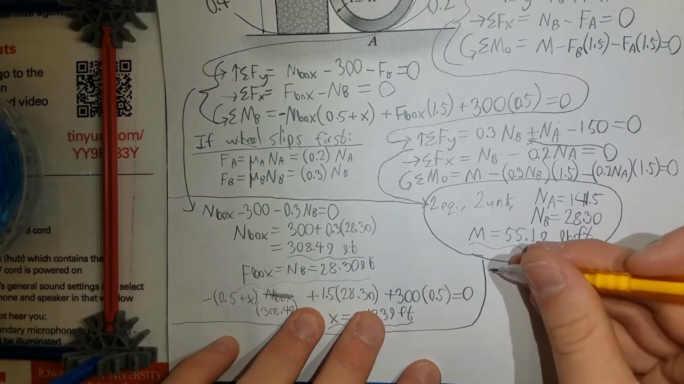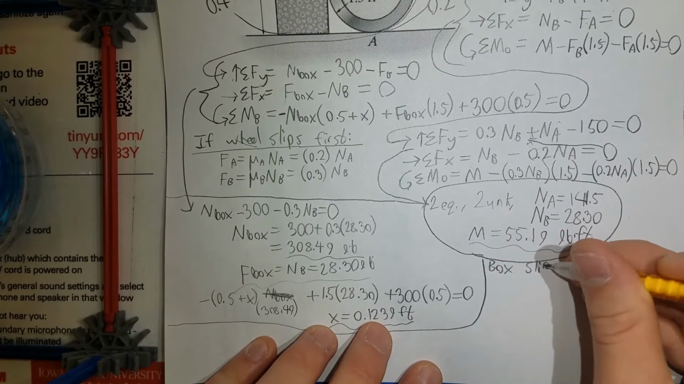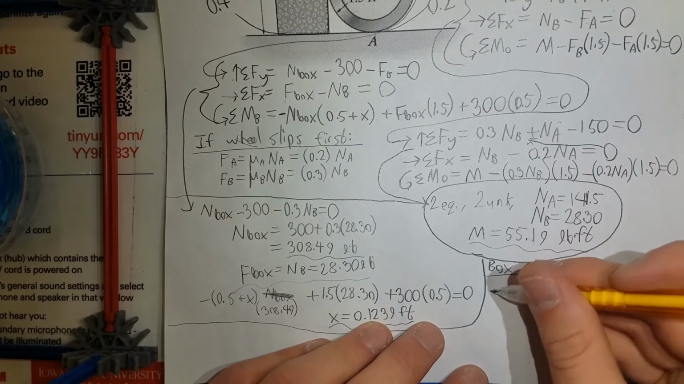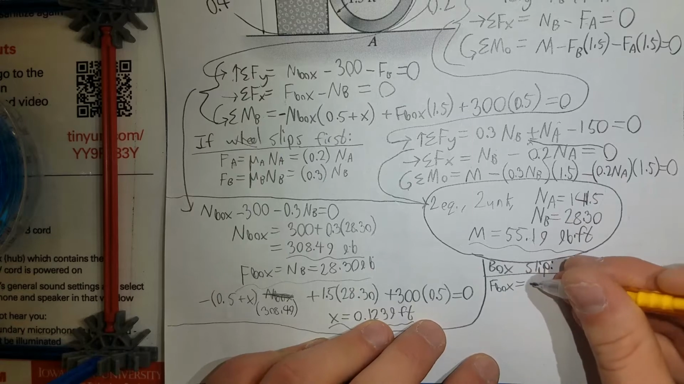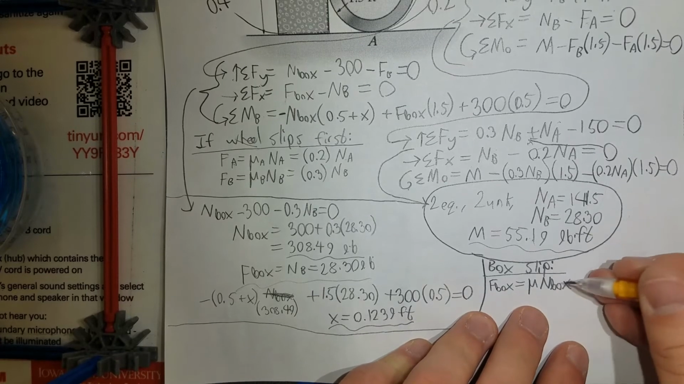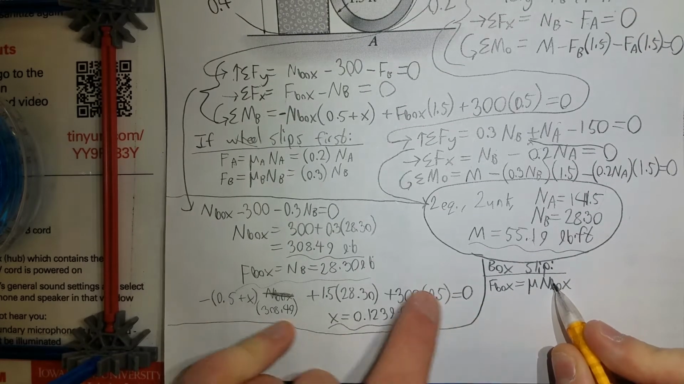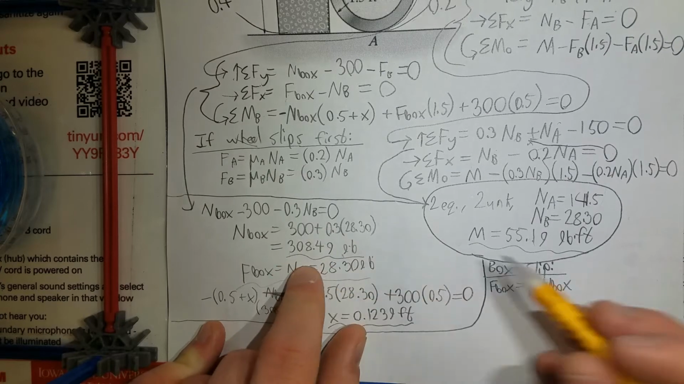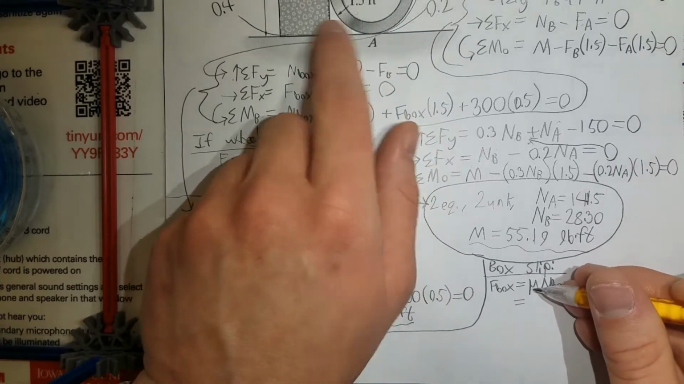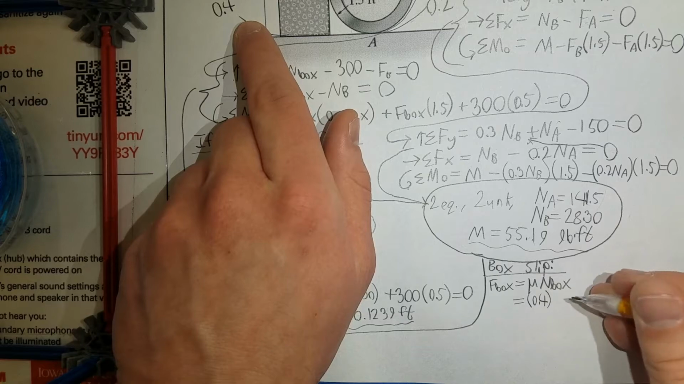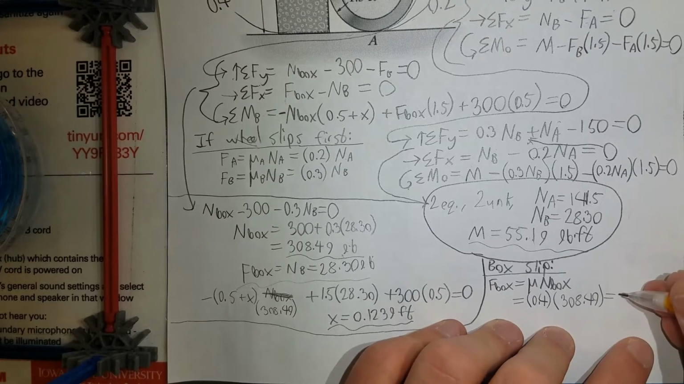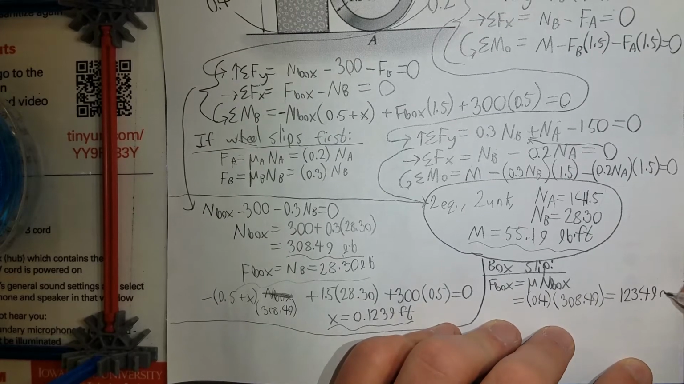So I'm going to go ahead and take a look at the case if the box were to slip. If the box were to slip, we would end up having that the friction force of the box is equal to mu times the normal force of the box. And I'm going to use the normal force that we found before, the 308.49. And this mu here is going to end up being 0.4 like they gave us up above. So we're going to have 0.4 times 308.49. And multiplying that out, we end up getting 123.4 pounds.